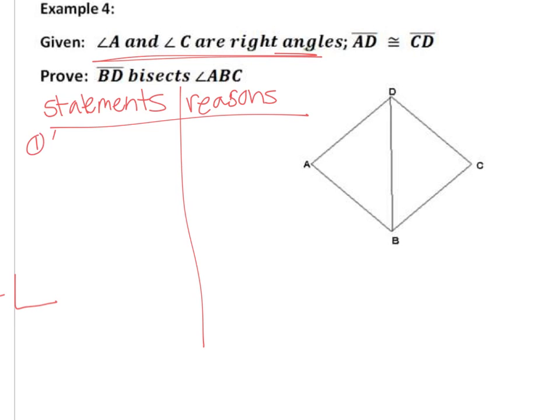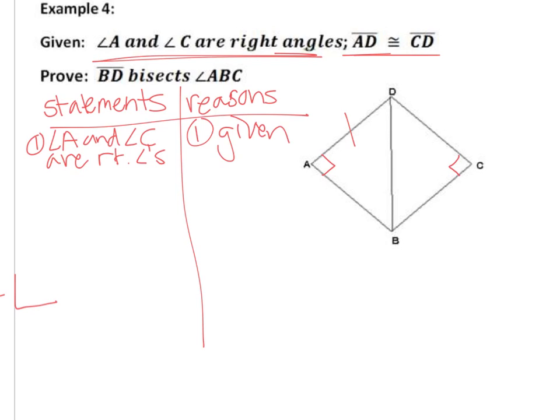Alright, so if angle A and angle C are right angles, given. Alright, let's put a right angle on each of those angles. So let's plan ahead. Is this HL or not? Well, then it gives me AD is congruent to CD. What other parts would I know are congruent? Wouldn't I know this reflexive is congruent?